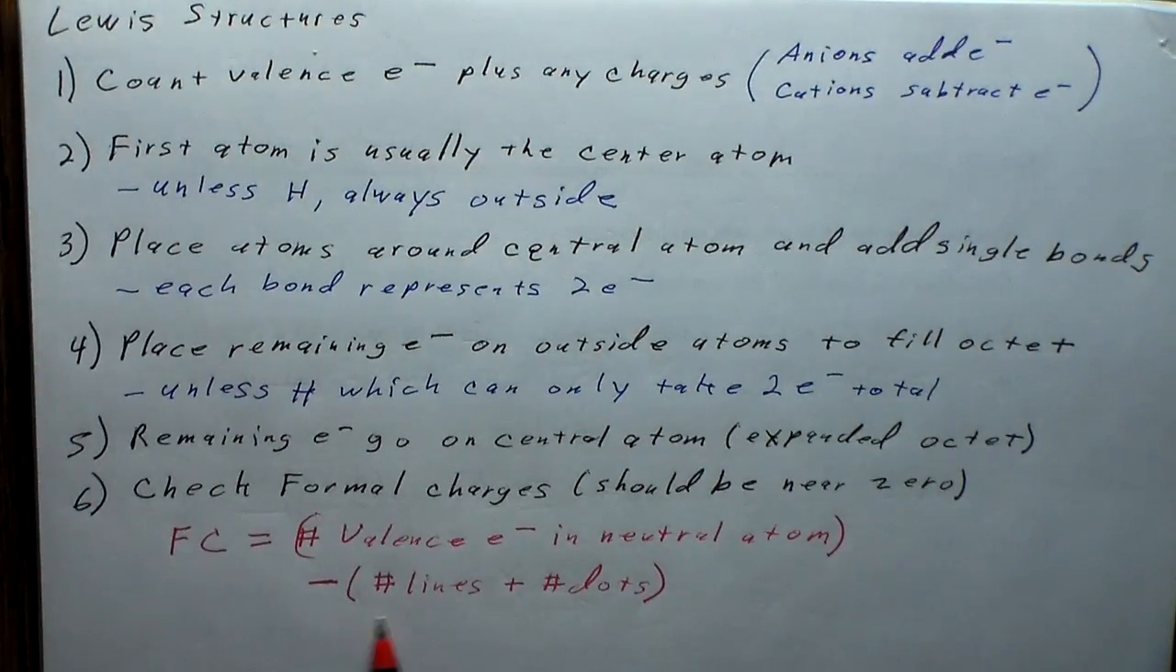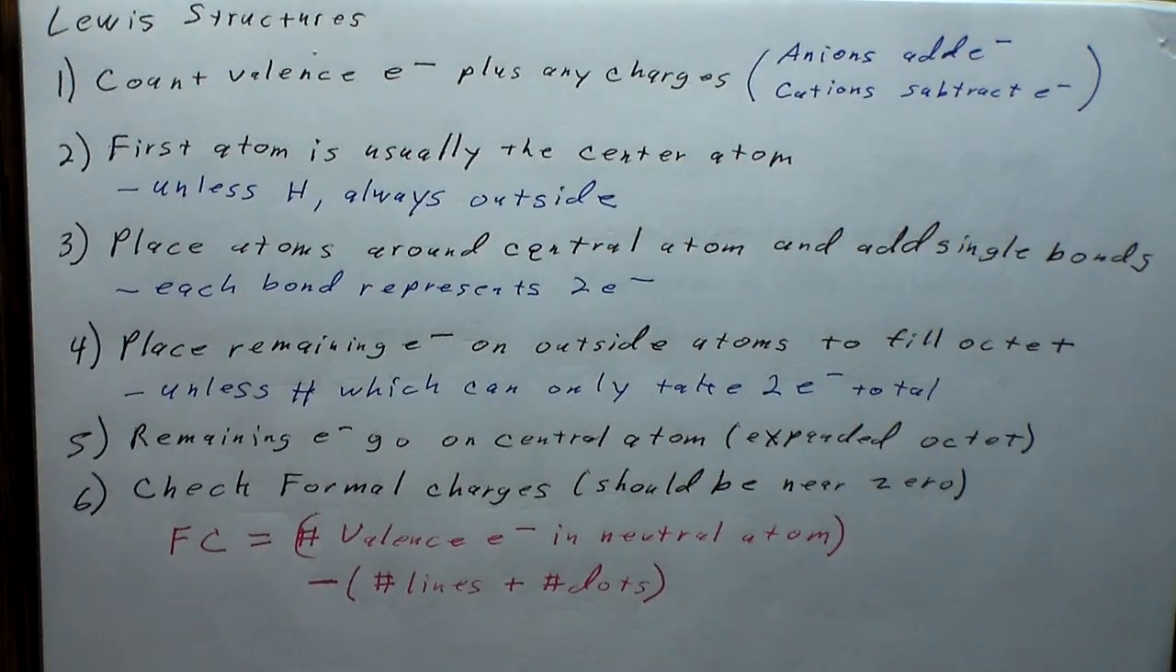And then you're going to have minus the number of lines plus the number of dots. Okay, now of course the lines are you're dealing with a single, a double, a triple bond, so that's just the number of lines we're going to see. And then the number of dots is going to be the number of unpaired electrons on the outside of the atom. Okay, and we'll be seeing examples of this in a little bit.